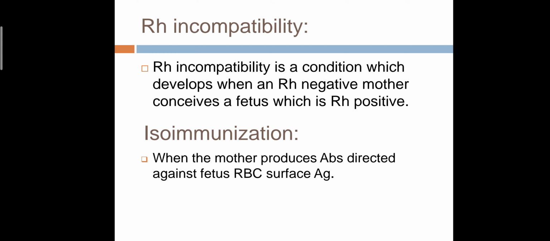It occurs when the mother produces antibody directed against the fetus's RBC surface antigen. So the mother's body will think that the fetus is a foreign body, and there is a chance of death or killing the baby. So that is called Rh incompatibility or isoimmunization.